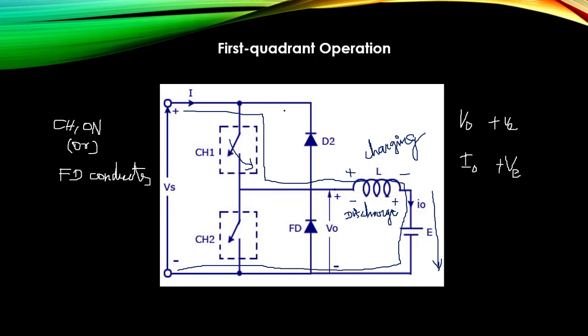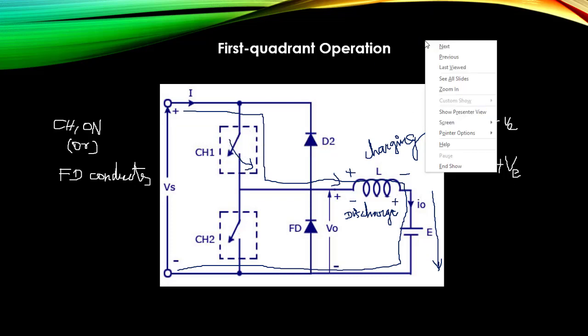What about the current? Current is positive, because we have considered the output current: if the output current is in this direction, it is said to be positive. In this mode, the current is in this direction, so the current is positive. The output voltage is also positive, and the output current is also positive.